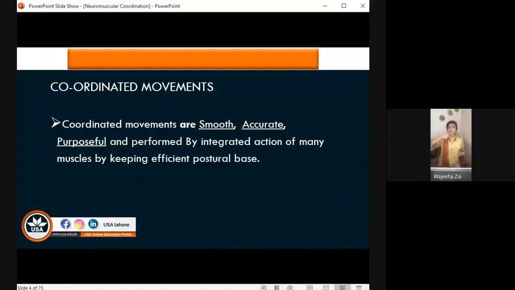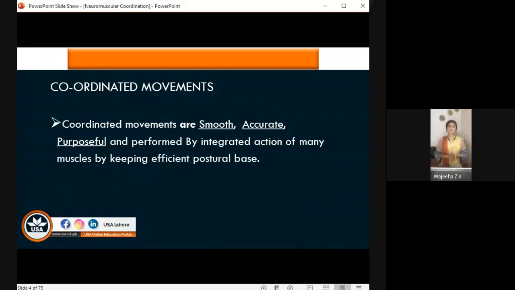If you are not able to put it into your mouth and you are putting it to the sides, this is not accurate. So there is smoothness and accuracy, and the purpose was to put that spoon of rice into the mouth. If you are able to do this activity, you are able to perform coordinated movements. So all the movements in our daily life which are very smooth, complete our purpose, and are in an accurate manner are known as coordinated movement.